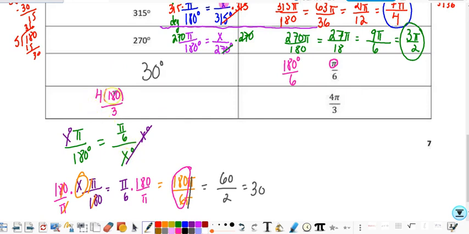I don't want to multiply 4 times 180. I'm going to reduce the 180 and 3 again. So 180 and 3, those both can divide by 3. We're left with 60 here. And now 4 times 60 is 240 degrees. If you wanted to set up a proportion, you could do that. It's totally fine. You could work through the same thing and get the same answer.